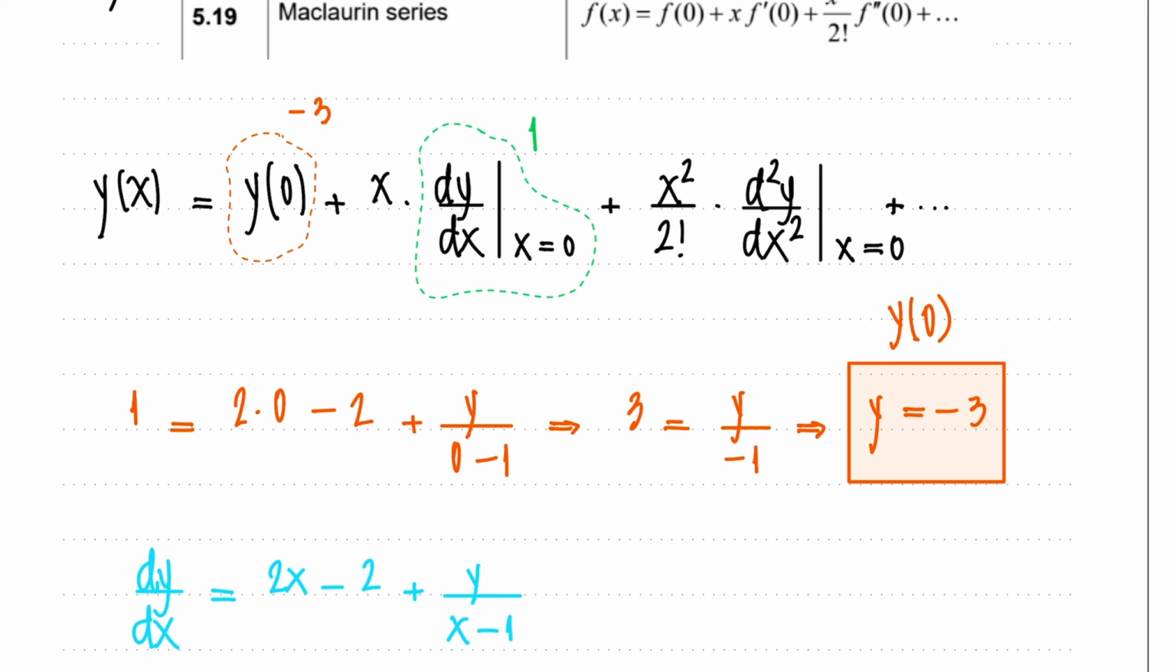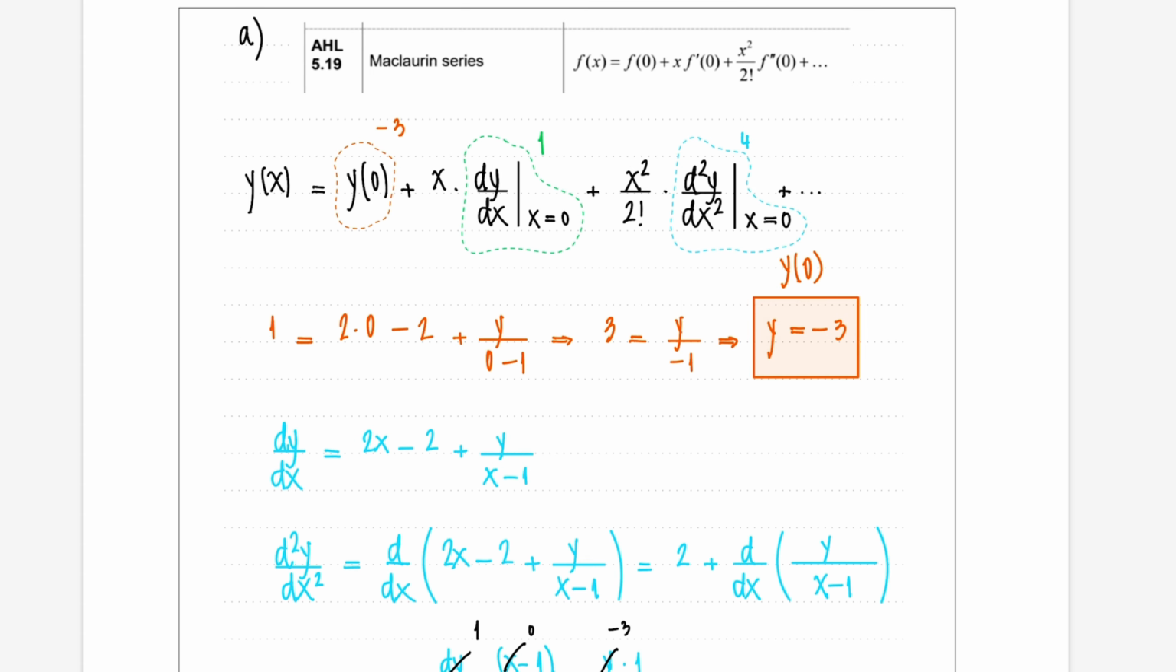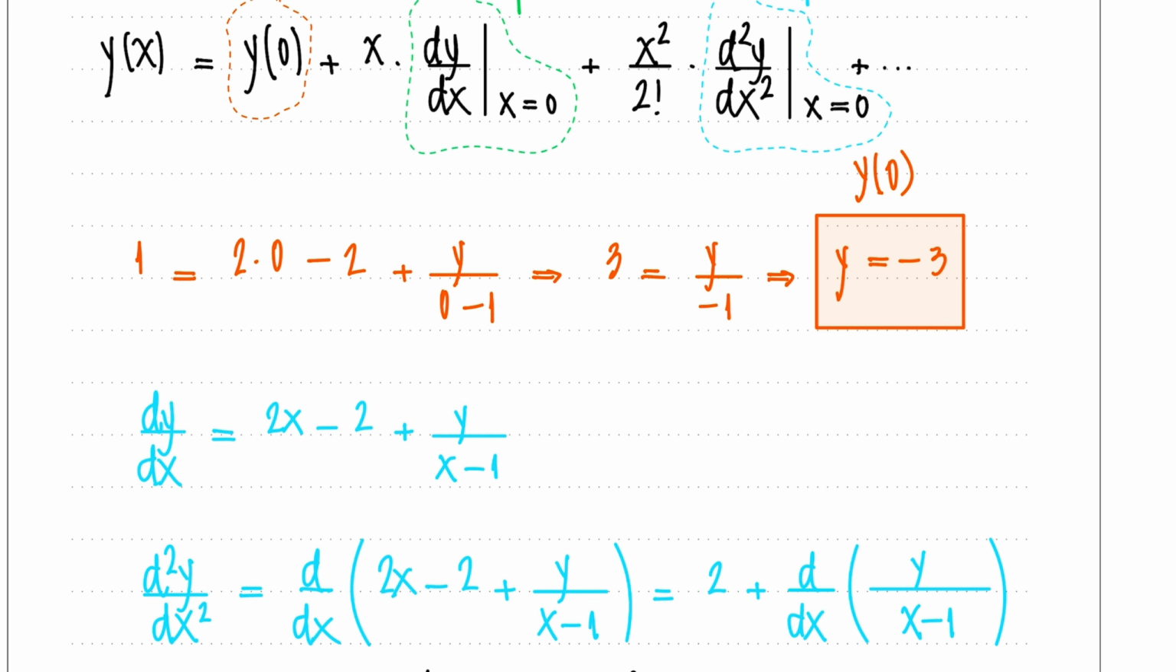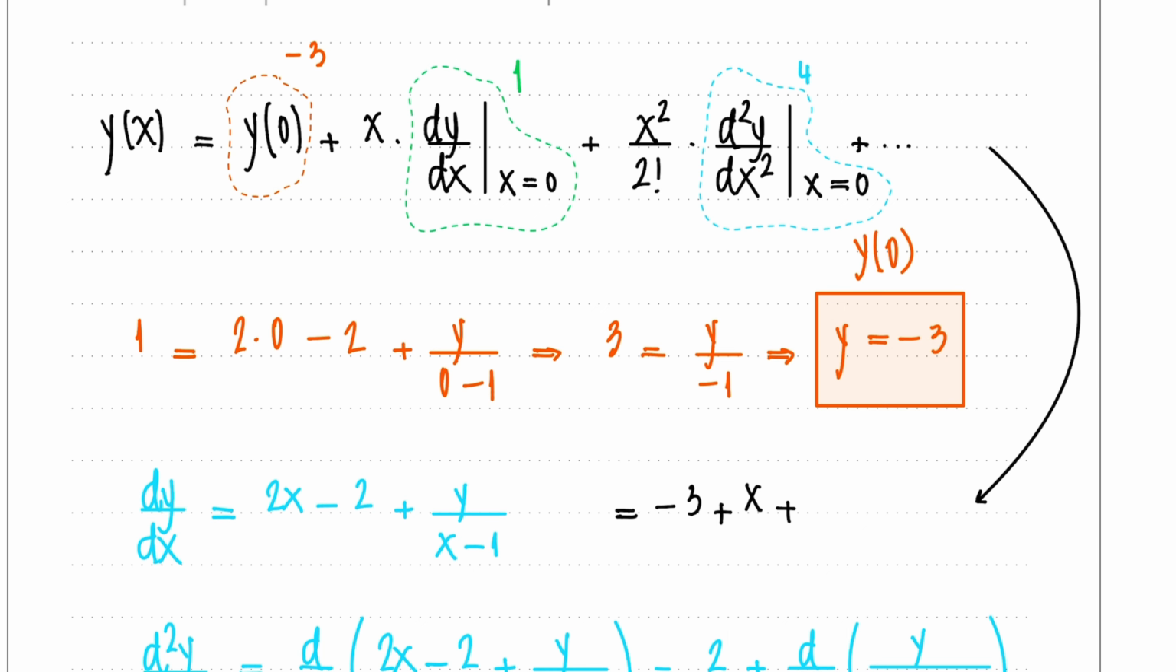And the Maclaurin series expansion is then negative 3 plus x squared over 2 factorial times 4 plus dot dot dot, the other coefficients, the other terms. We can simplify the 4 with the 2, which gives us, as the first three non-zero terms, negative 3 plus x plus 2x squared. Now for question B, we're going to solve the differential equation algebraically.